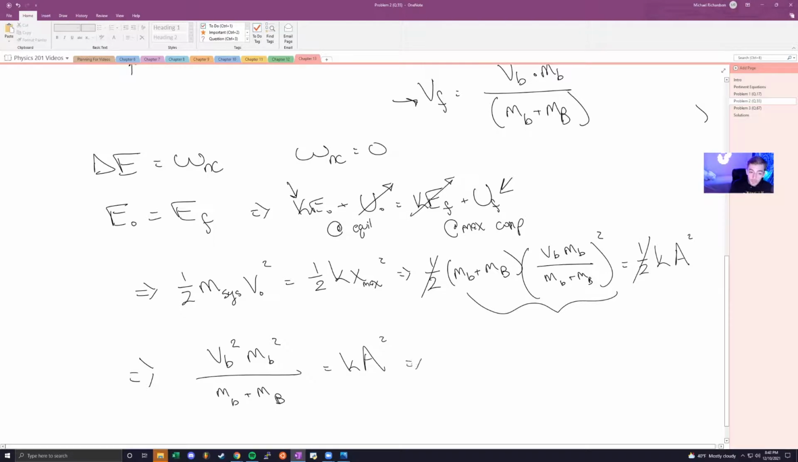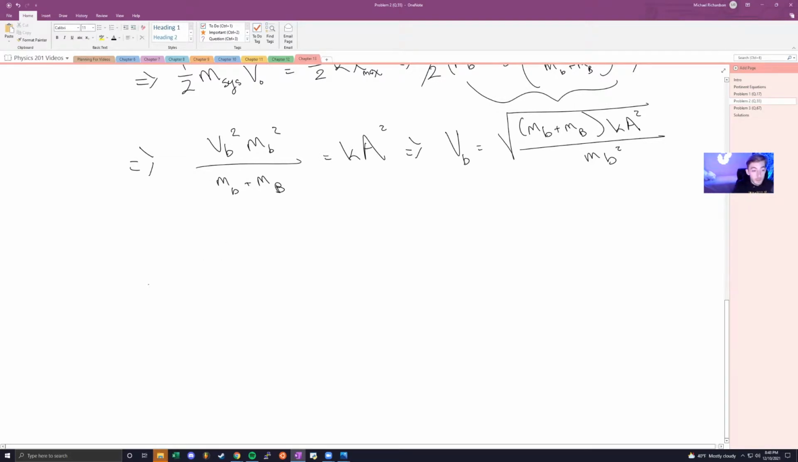And getting the velocity of our bullet by itself, we get that it's going to be equal to the square root of our combined mass times our spring constant times our amplitude squared divided by the mass of our bullet squared.